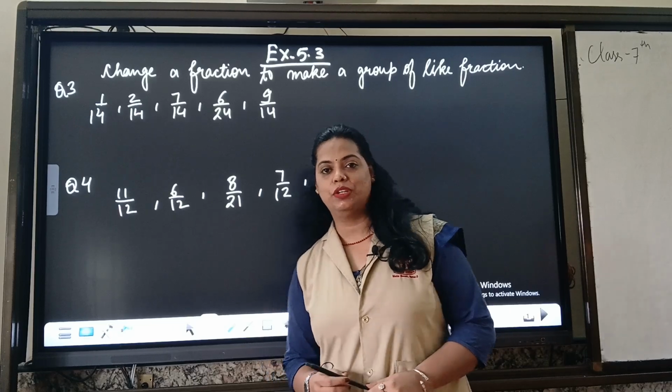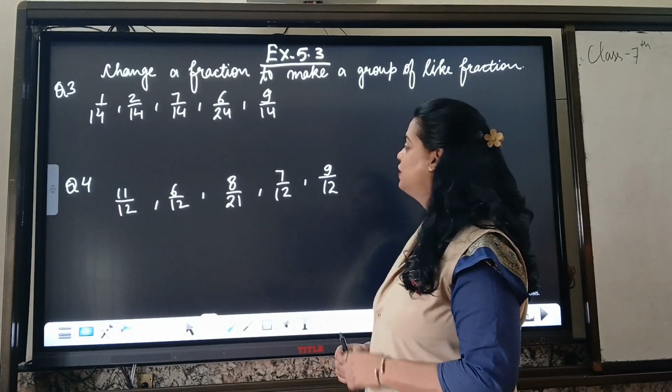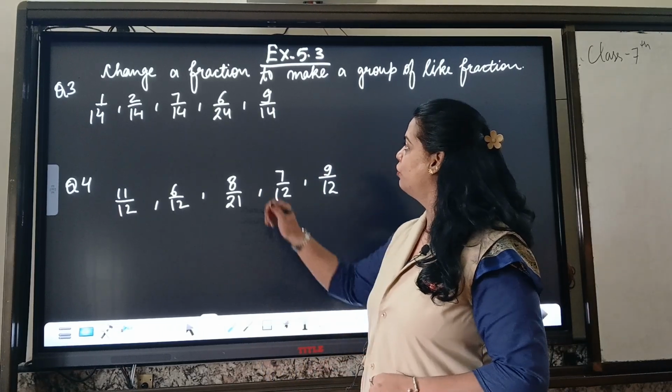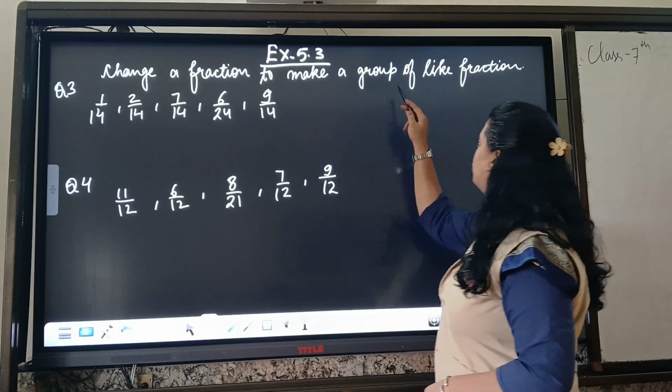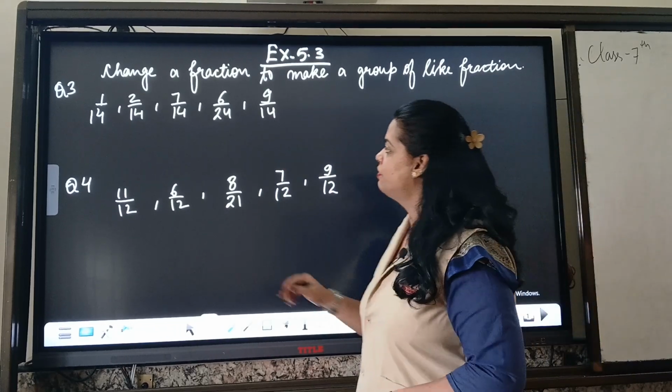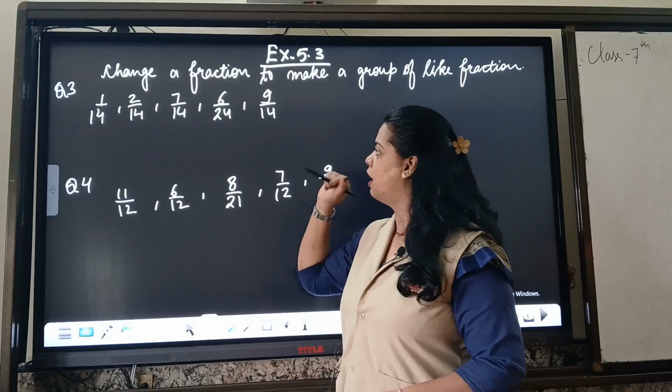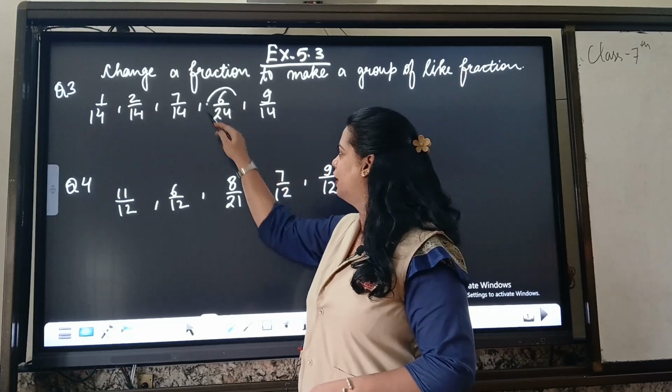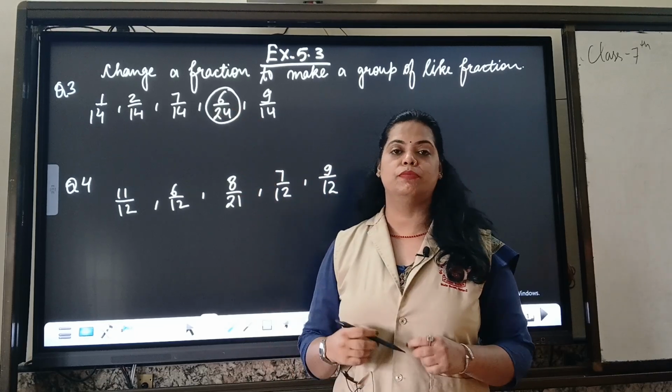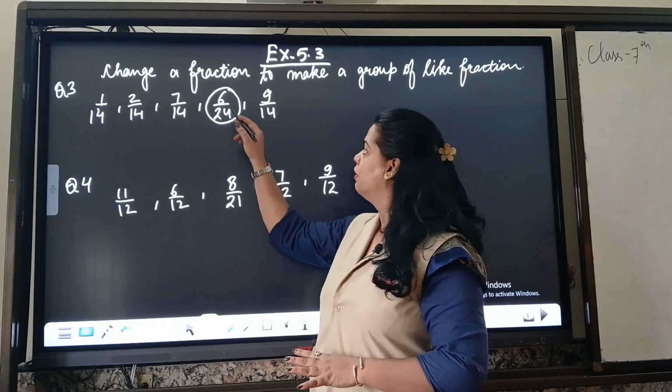Good morning everyone. Today we are going to start exercise 5.3 where we have to change the fraction to make a group of like fractions. Means we have so many numbers, out of them one is different. What changes should we make to make it like fractions?